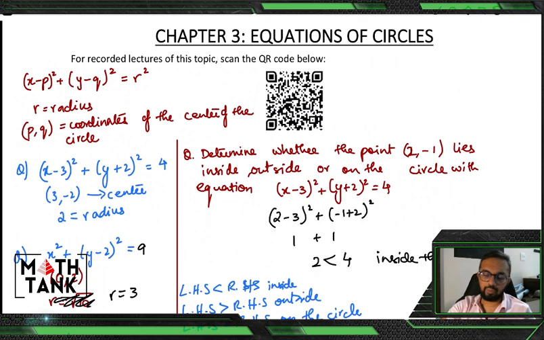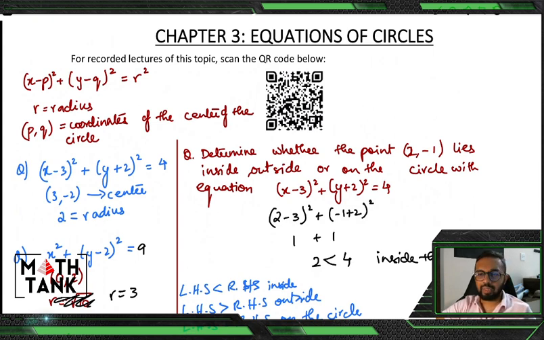So an equation of a circle is in the form (x − p)² + (y − q)² = r², where (p, q) is the center of the circle and r is the radius. If you have the equation in this form, then you can quickly tell me what the center and the radius would be, and that should be enough about the question.